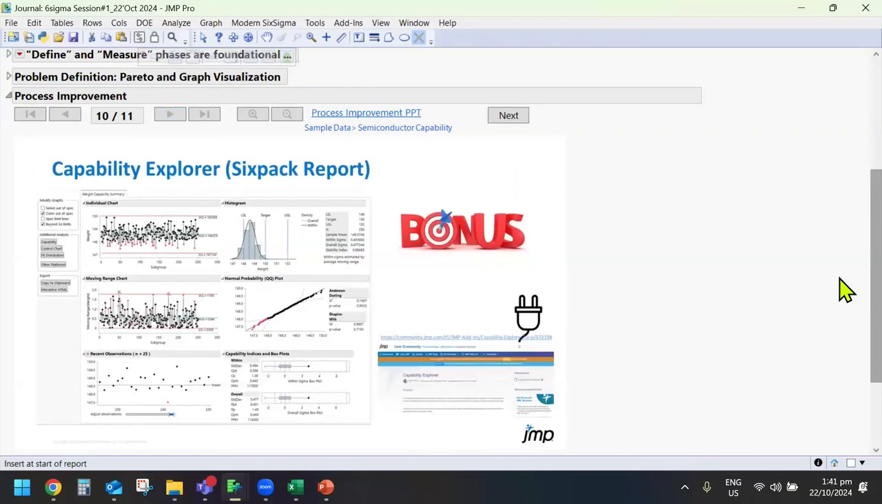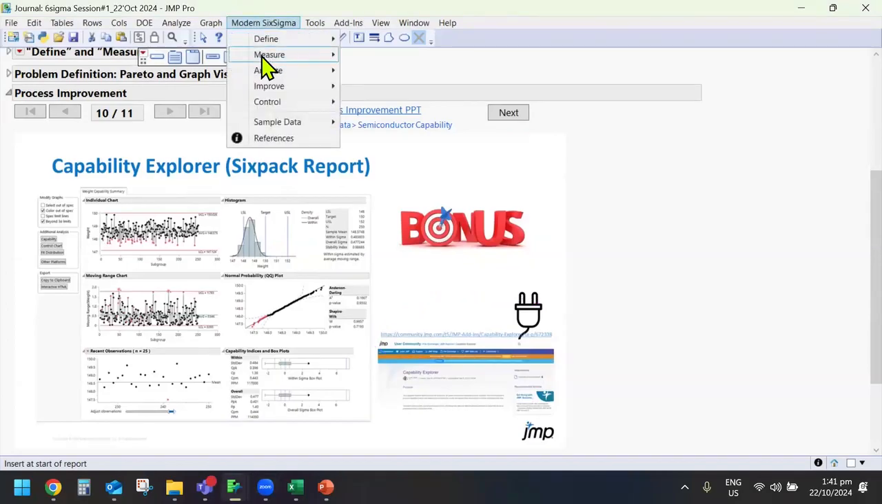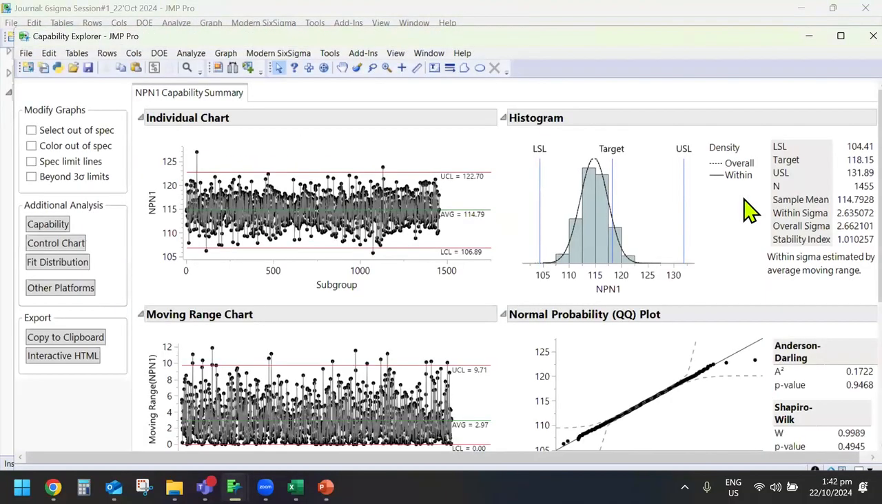So I give you a little bit of bonus, which is called Capability Explorer, or some of you may have heard about the six-pack report. Actually, this is already ready to use in JMP in our community. But for our modern Six Sigma, we repackage it into a capability explorer. So how to use this capability explorer? You just put any of your process in variable. Here you go.